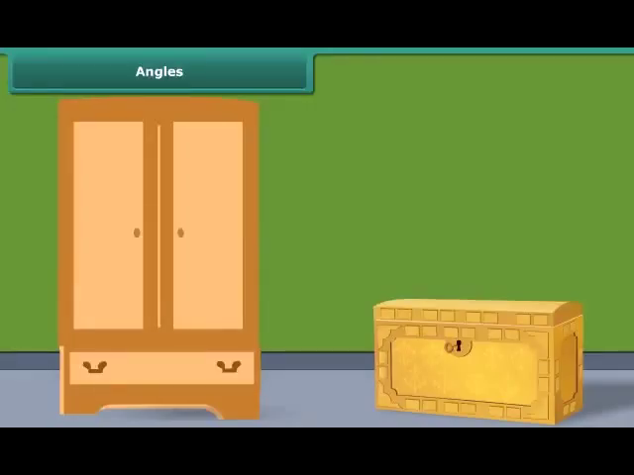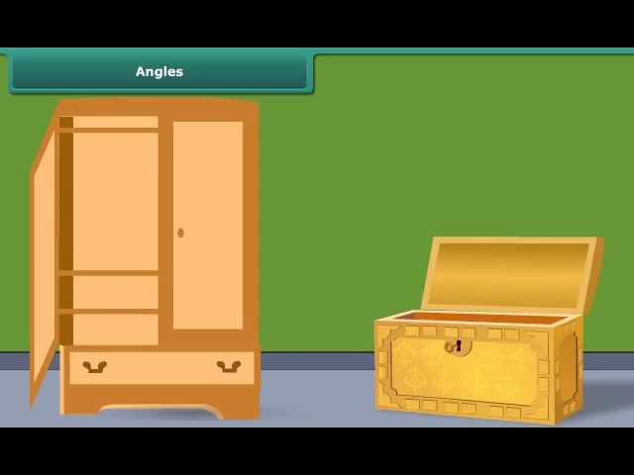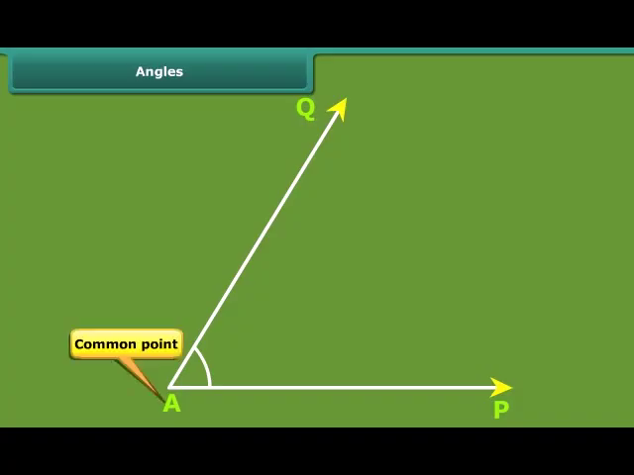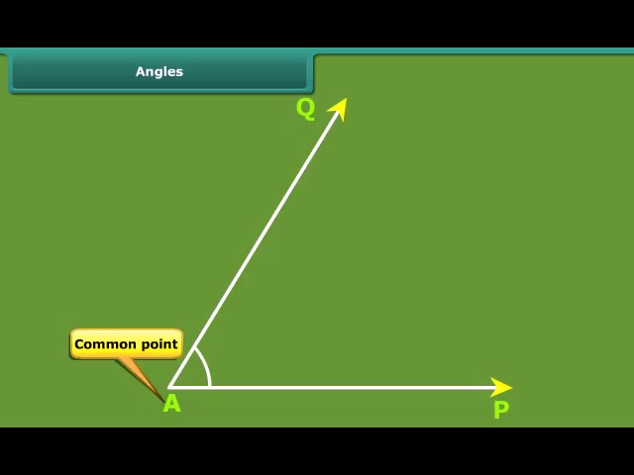Let us now move to another topic. The open door of an almirah or a box forms an angle. In the language of mathematics, when 2 rays start from a common point, we say that an angle is formed. In the given angle, rays AP and AQ have a common point A. The 2 rays forming an angle are called the arms or sides of the angle.